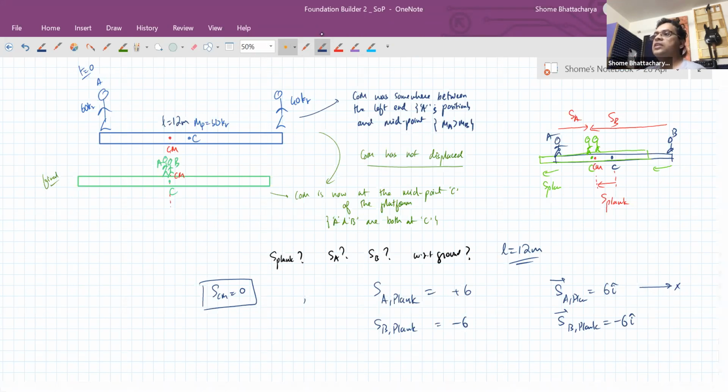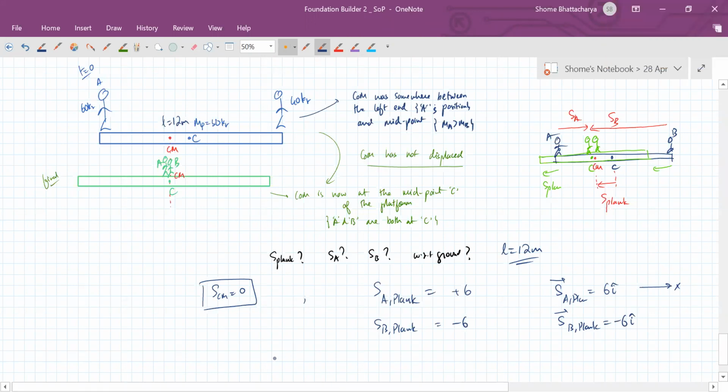So now see how we can fit in the center of mass equations along with this to get the values of SA, SB, and S of the plank individually. We know these facts, that the displacement of the center of mass should be 0. We also know that the displacement of A with respect to the plank should be this much, and the displacement of B with respect to the plank should be this much.